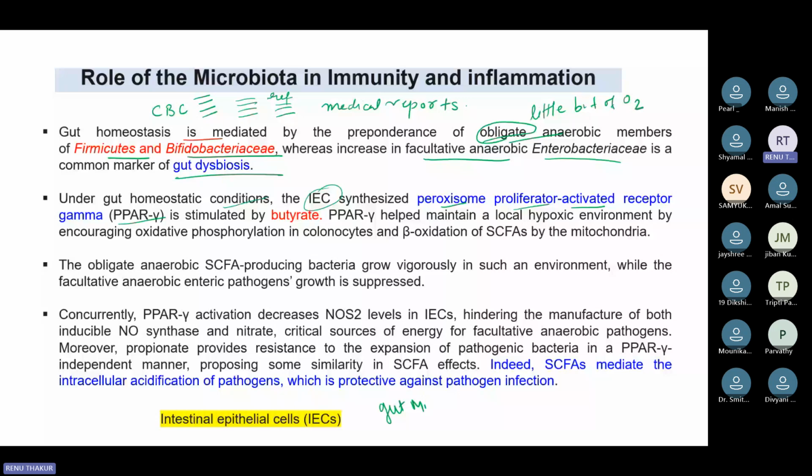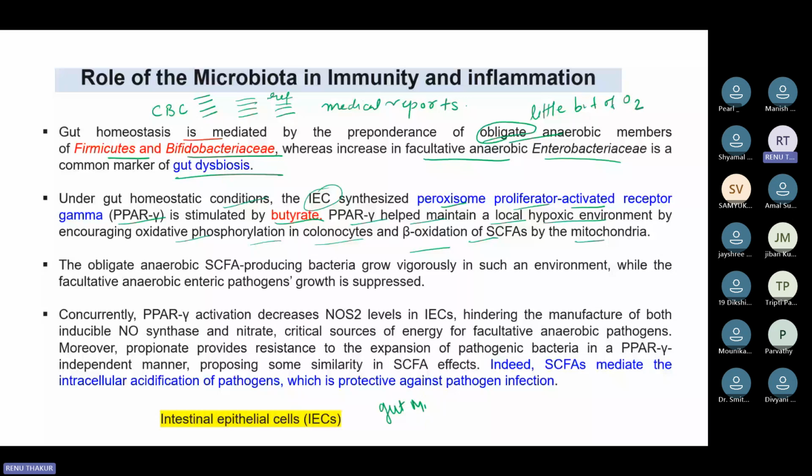This PPAR gamma will help maintain a local hypoxic environment by encouraging oxidative phosphorylation in the colonocytes, the cells of the colon, and beta oxidation of SCFAs by the mitochondria. Many things are happening here. What will PPAR gamma do? It will promote the hypoxic environment, the absence of oxygen. It will encourage oxidative phosphorylation and the beta oxidation of short chain fatty acids by the mitochondria.